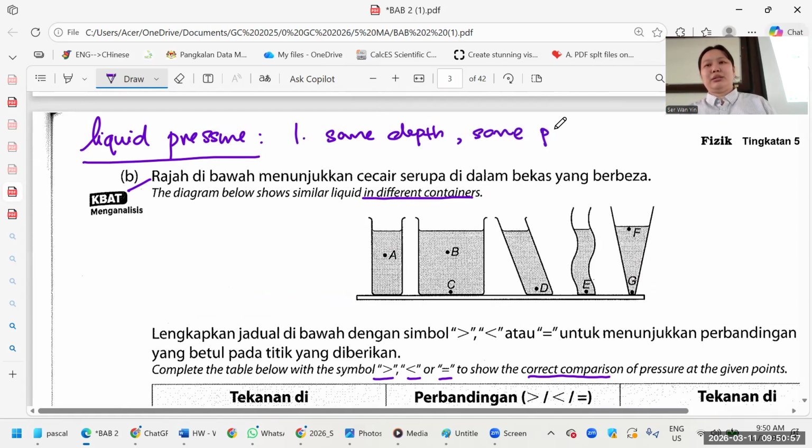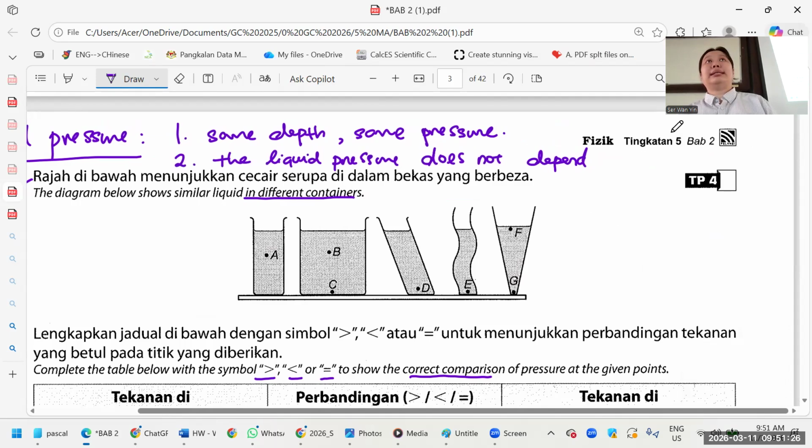same pressure. Number two. The liquid pressure does not depend on the shape and size. Now you understand why here got so many shapes and sizes?